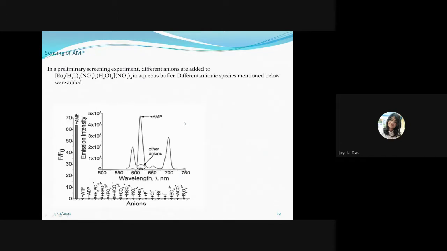In the screening effect in aqueous buffer, there is the presence of different types of anions, but with different types of anions we can see very low emission intensity. In the case of AMP, this specific type of helicate can show a very high emission intensity. Thus we can basically detect the presence of AMP in a system. We all know that ATP can form first ADP and one phosphate, then it can further divide into AMP plus two phosphates. So all these things we can detect by this type of method.